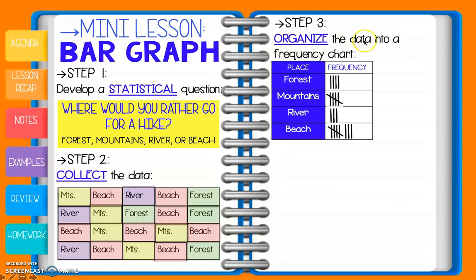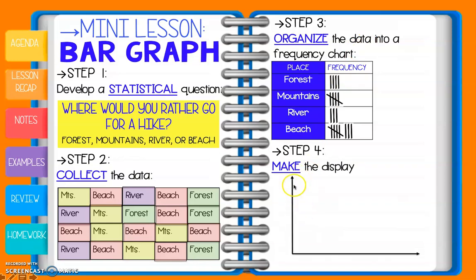So after we organize our data in our frequency chart, the last step is to actually make the display. So when we're working with our bar graph, first thing we're going to start with here is our X and our Y axis, and they're going to come together, our vertical and our horizontal axis, to kind of make like a little area for us to plot our graph.